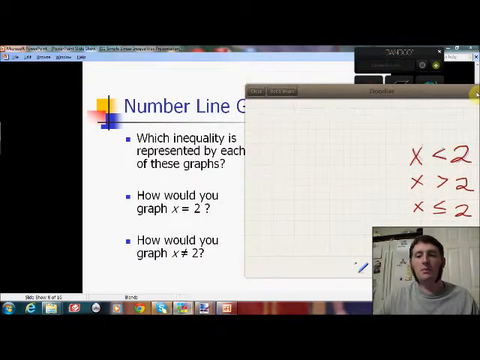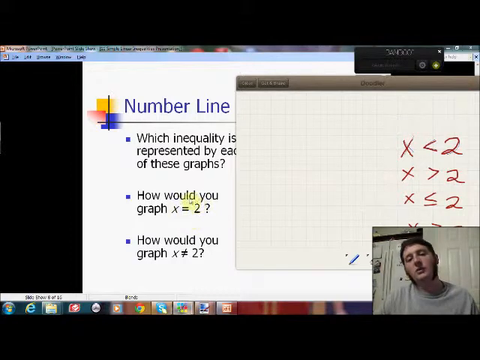And then we have a couple other questions here real quick. So how would you graph x equals 2, you might wonder?